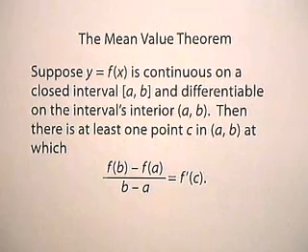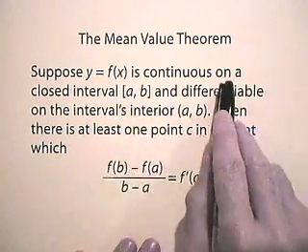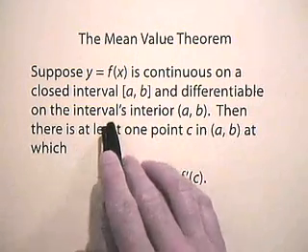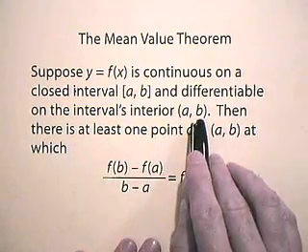Now let's look at the mean value theorem itself. It's an easy consequence of what we've observed so far. Suppose y equals f of x is continuous on a closed interval [a, b] and differentiable on the interval's interior (a, b).